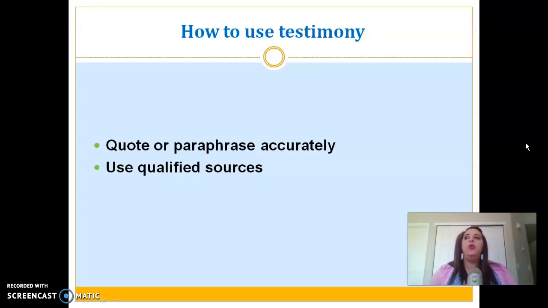Make sure that whatever you use from someone, you use it in the way that they intended for it to be used. You keep in mind the tone and the important variables that play in. And then use qualified sources.